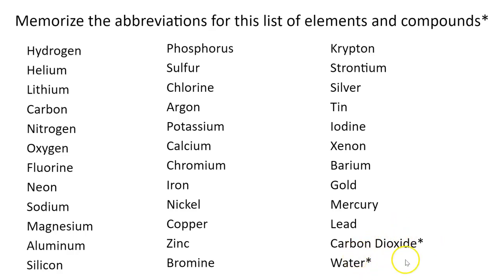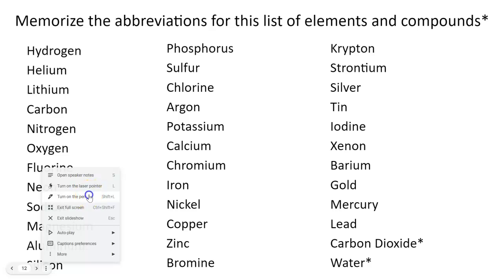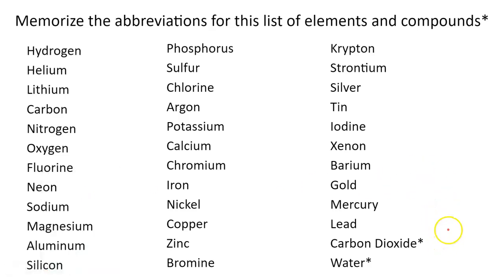The only ones I do want to talk about are the compounds, okay? And the compounds here are the last two. That's why they have the stars. So carbon dioxide is going to be CO2, the 2, okay? And water is going to be H2O, and those are both subscripts. Those numbers are just a little further down there.